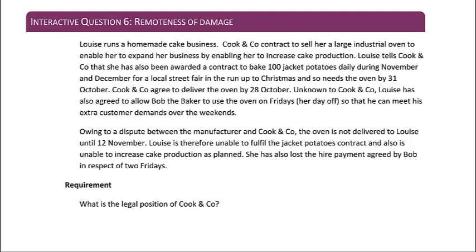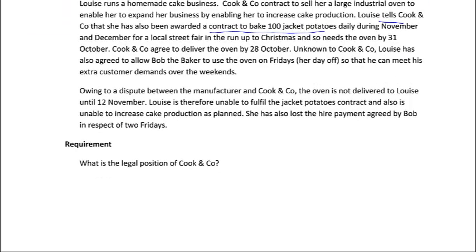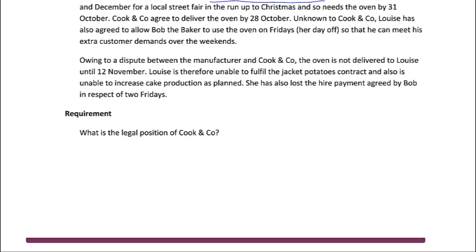So Louise here runs a cake business, and Cook & Co. have a contract to sell her a large oven. And they know that the oven is to allow her to expand her business and increase cake production. She tells Cook & Co. that she's got a new contract to bake 100 jacket potatoes daily, and she needs the oven by the 31st of October. Cook & Co. agree to deliver it before that date. They don't know that Louise also has a deal to let Bob the baker use the oven, and the oven is delivered late. Louise can't fulfil the jacket potatoes contract, she can't increase cake production, and she's lost the higher payment that she agreed with Bob. What is the legal position of Cook & Co.?